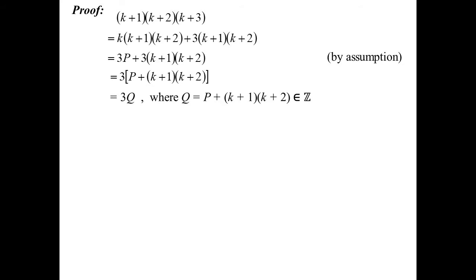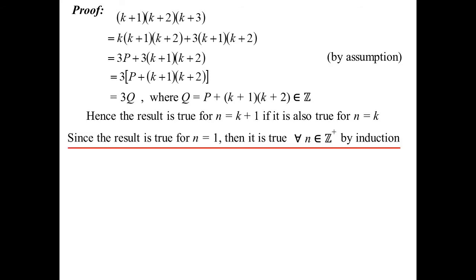If I add 2 to an integer, I'm going to get an integer. Multiply 2 integers together, we get an integer. And then p plus an integer, that's going to be an integer as well. So it's fine, that is indeed an integer. Hence the result is true for k plus 1. If it is also true for k, etc.